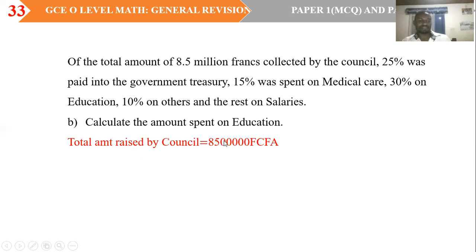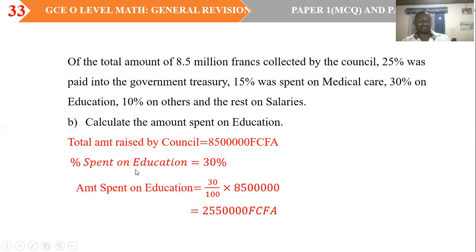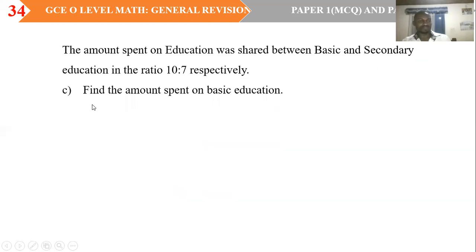Total amount raised by council, 8,500,000. Amount spent on education is 30%. And this 30% means percentage spent on education is 30%. Therefore, amount spent on education will be 30% of 8.5 million, which is 2,550,000. The question continues. We read each part of the question and we provide a solution.